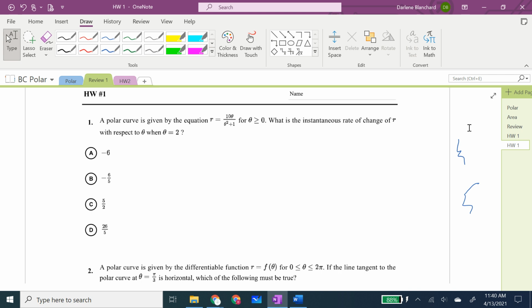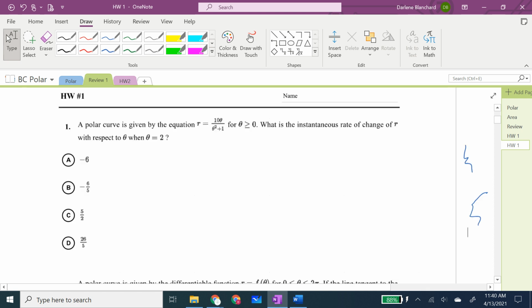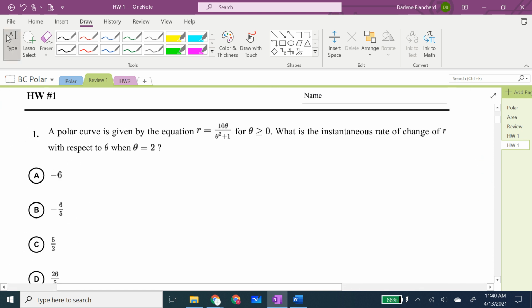Reading the words is hugely important. Now, I taught you about slope, which is dy over dx, but not every derivative is slope. You have to read who you are taking the derivative of, and with respect to what variable. So you want to read, what is the instantaneous rate of change of r, the function we're taking the derivative of, with respect to theta. You've got to read those things very carefully, especially on the BC exam.